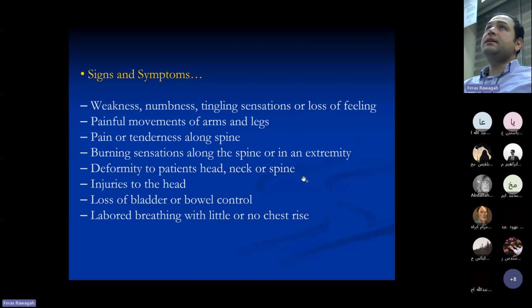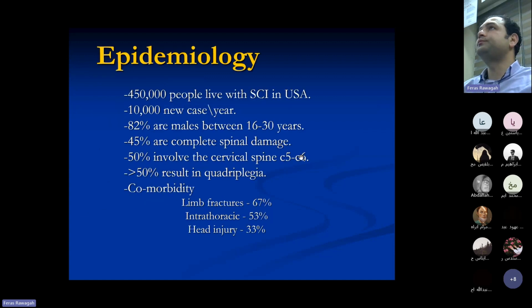Signs and symptoms can be weakness, loss of motor function, numbness, tingling, which are loss of sensory function, loss of feeling, painful movement of the arms or legs, pain or tenderness along the spine, burning sensation, which is paresthesia, along the spine or an extremity, deformity of the patient's head, neck, or spine due to the injury of the spine itself, injuries to the head. This is an association with the spinal injury. Loss of bladder or bowel control due to loss of the sphincteric function, which is also innervated, and labored breathing with little or no chest rise. This is a result of the abdominal breathing as we discussed.